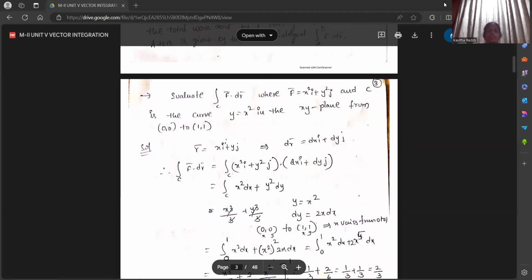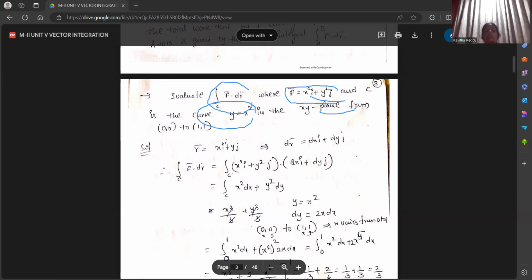One problem is there. What is that problem? Evaluate the integral of F bar dot dr, where F bar equals x square i plus y square j, and C is the curve y equals x square in the xy plane from 0 comma 0 to 1 comma 1. You need to find the line integral of F bar dot dr. The vector point function F bar is given, and C is the curve y equals x square in the xy plane from 0 comma 0 to 1 comma 1.